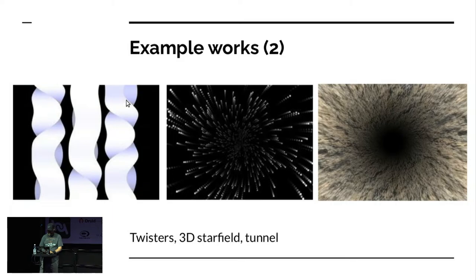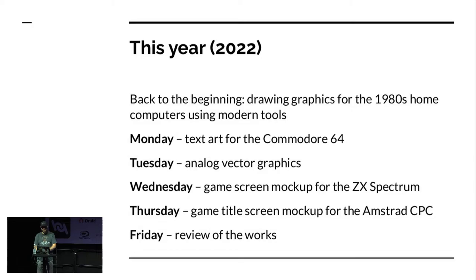And then the last year, which was this spring, and now again the topic was pixel and text graphics or retro graphics. And what we would do is create works for 80s home computers using modern tools. So you would draw on your PC or Mac or whatever you had using a mouse and such, but then the output would always work on a real Spectrum, Commodore 64, Amstrad CPC.